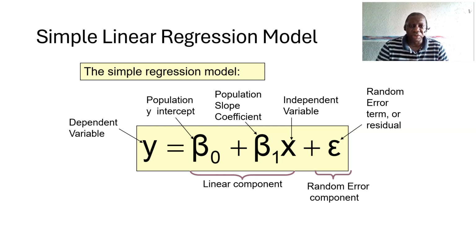You have the dependent, you have the independent. Then you have the intercept. The intercept is what the value of y would be in case you are not using x at all. That is if the coefficient of x is 0. And you have the random error term.